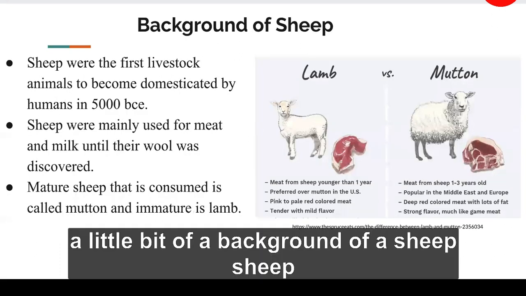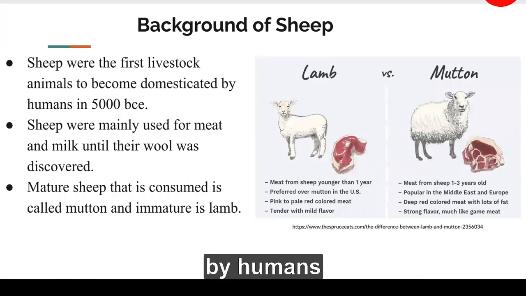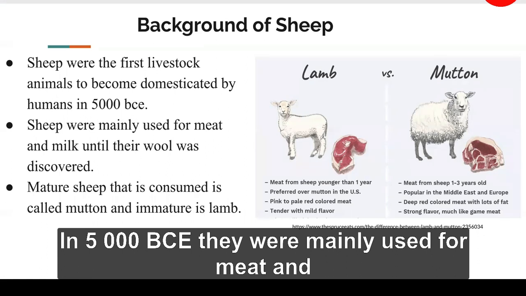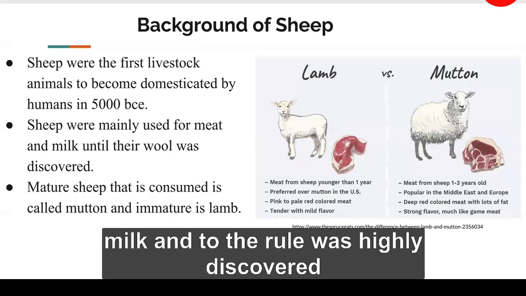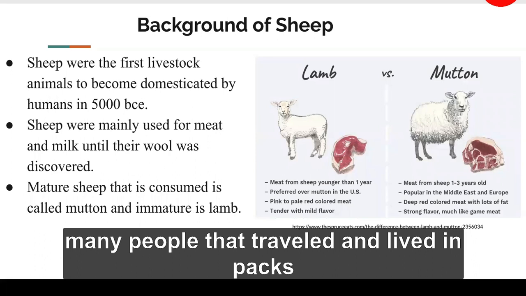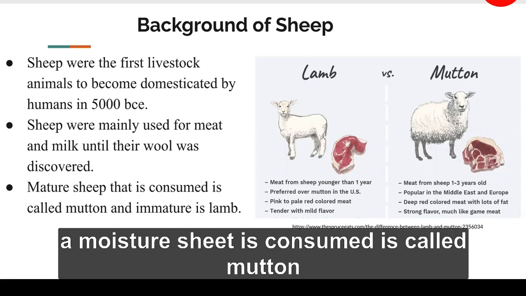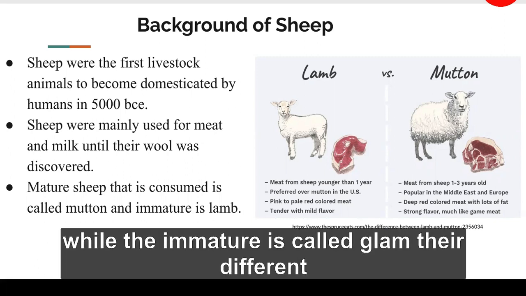A little bit about the background of the sheep. Sheep were the first livestock animals to become domesticated by humans, in 5000 BCE. They were mainly used for meat and milk until their wool was highly discovered. Many people that traveled and lived in packs would use this as the easier method to get supplies. A mature sheep that is consumed is called mutton, while the immature is called lamb.